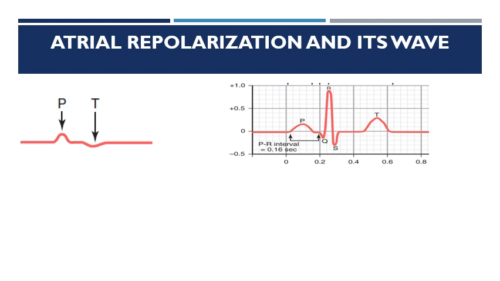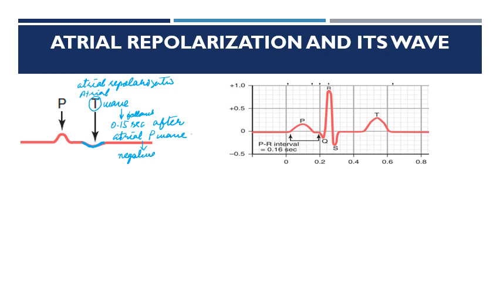The so-called atrial repolarization wave is called the atrial T wave. It follows 0.15 seconds after the atrial P wave, and as we can see, it appears as a negative deflection.